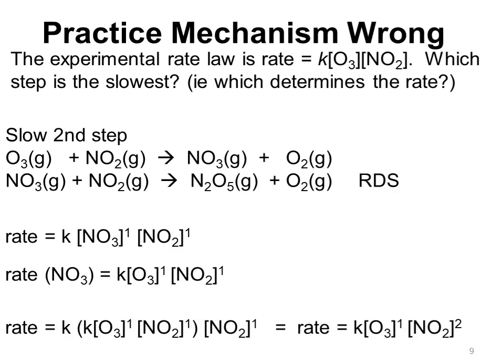So if the second step is rate determining, then the collision that's important would be NO3 and NO2 colliding. Again, NO3 is an intermediate, so then we have to look at how we form that. That would involve ozone and NO2 colliding, so we'd have to insert that into the NO3, and then we get ozone to the 1, NO2 squared. Now that doesn't match what we wanted, so this is the wrong answer, but nonetheless it was good practice to walk through.